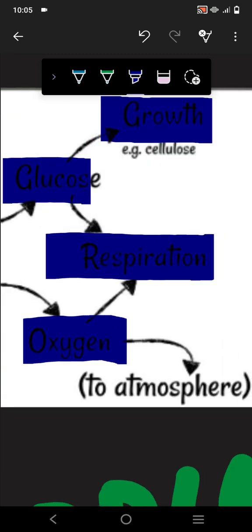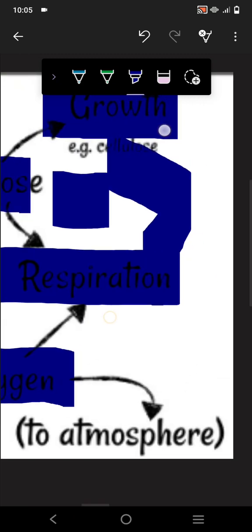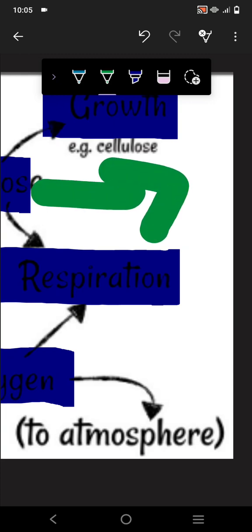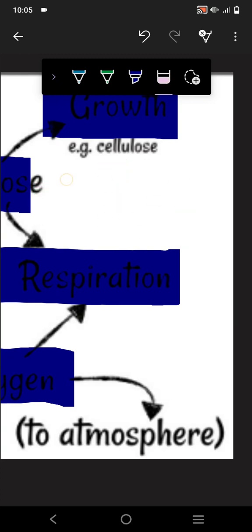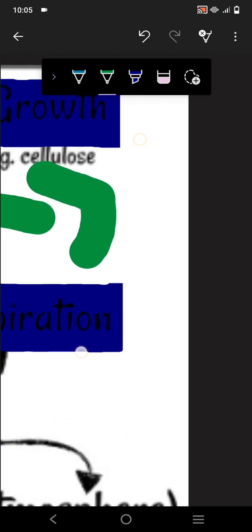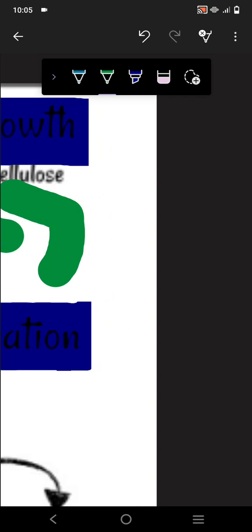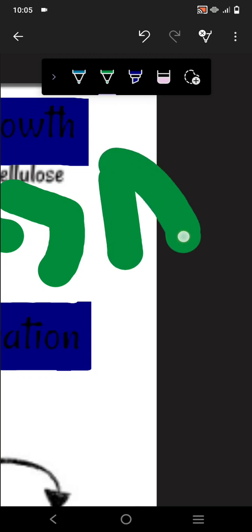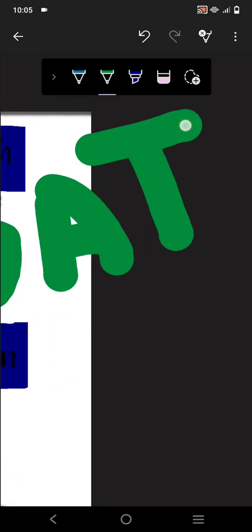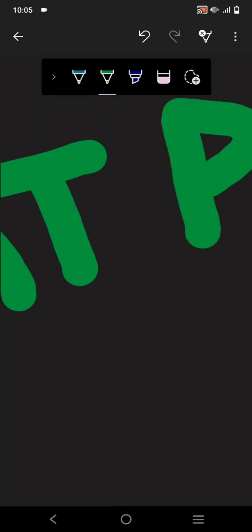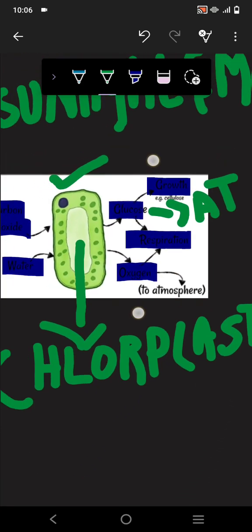As we know, ATP is the energy currency for this process. The glucose stores energy, and respiration is the process by which animals take in oxygen, and plants give out the oxygen. Plants give us the oxygen and take in carbon dioxide.